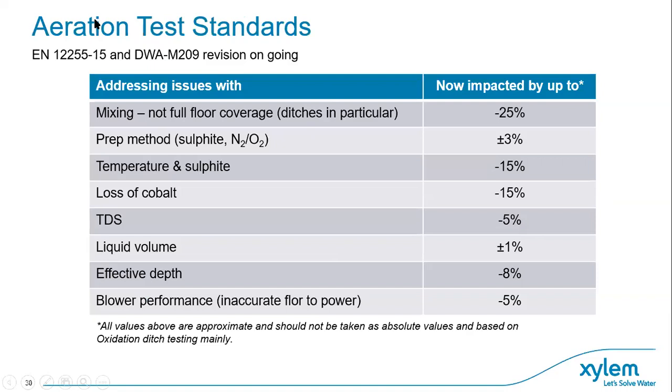So this is showing what the impact can be on existing standards in the oxidation ditch. On ditches in particular, it's minus 25%. On preparation method with sulfite and so on, it's plus minus 3%. Temperature and sulfite, minus 15%, loss of cobalt. So there's a lot of impacts. TDS, what is being used. Liquid volume, there's a low percentage deviation, effective depth, and so on.